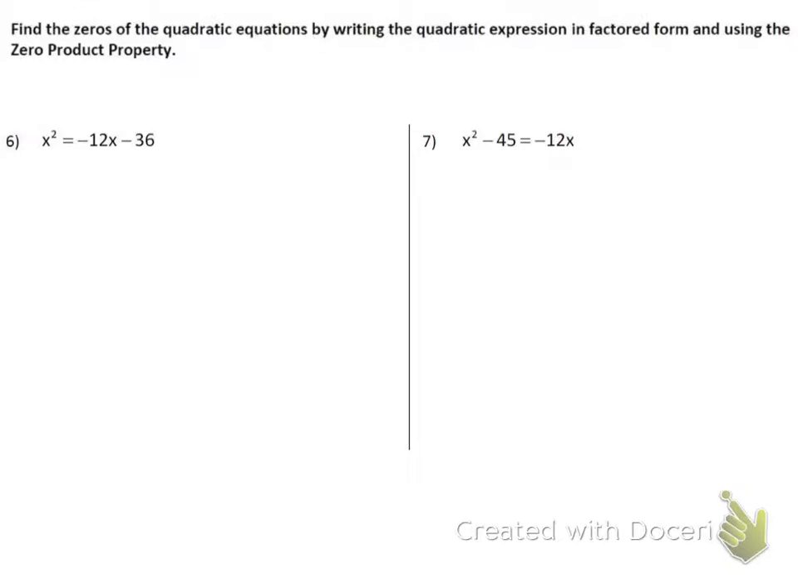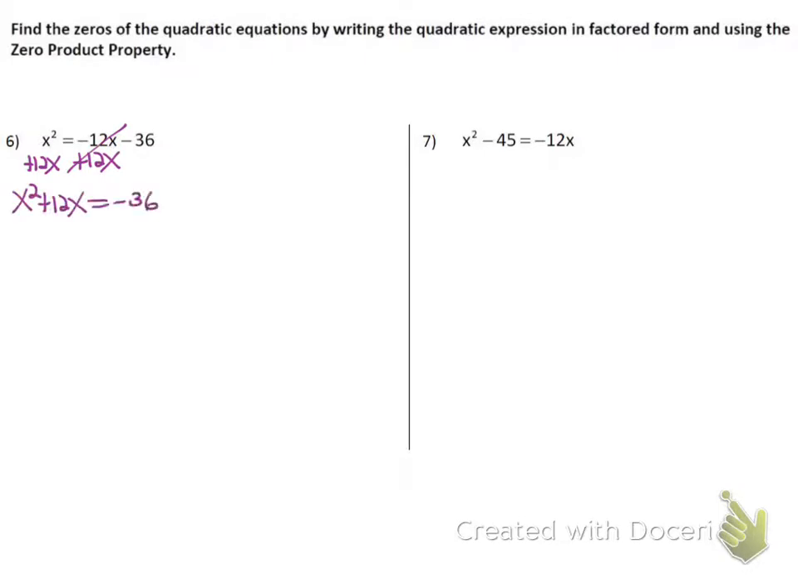Now, while there's multiple ways to do this, I always recommend moving towards the x squared. It is much easier to solve an equation when the x squared is positive rather than when the x squared is negative. So looking at question number 6, the first thing I notice is that I want to add 12x to both sides. When I do that, it's going to cancel on the left. On the right, the 12x will cancel right here on the right side.